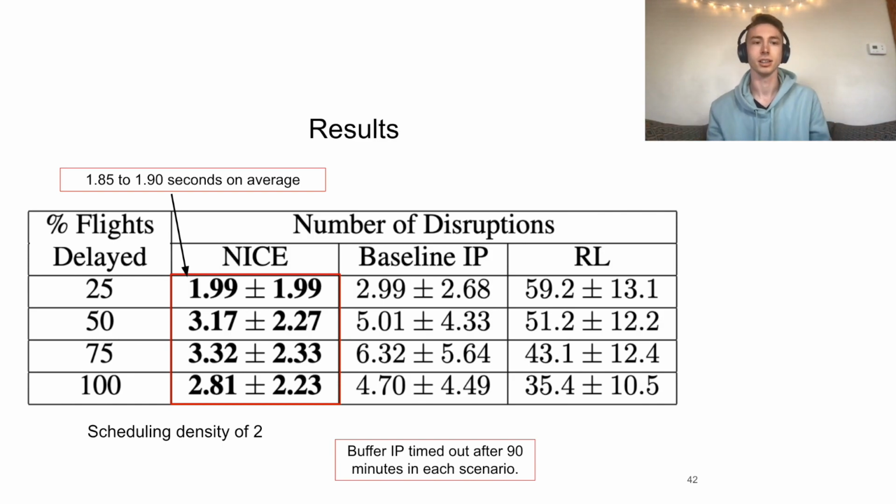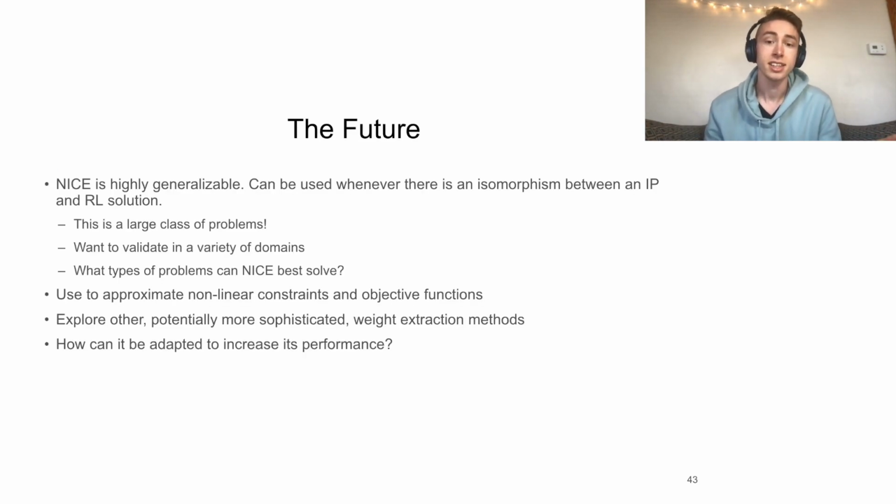So let's talk a little bit about the future. NICE, in theory, is highly generalizable. It can be used whenever there is an isomorphism between the integer programming and reinforcement learning solution to a problem, which, as you might be able to tell, is a large class of problems. So we want to be able to validate it in a variety of domains and figure out which types of problems NICE is best suited to solve.